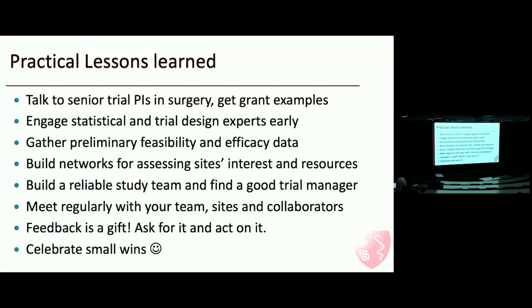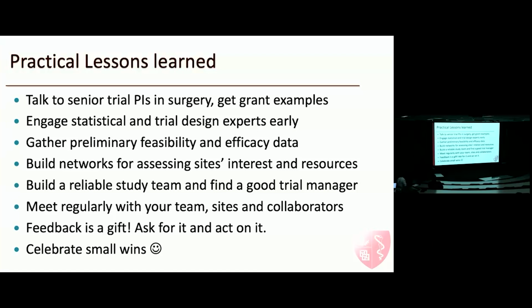Building a reliable study team and finding a good trial manager, I can't say enough about that, because when you're operating and you're dealing with patient emergencies, your team in the background keeps all the day-to-day workings going. And meeting regularly with your team, sites, and collaborators is super, super important to have your pulse on what's going on on the ground.